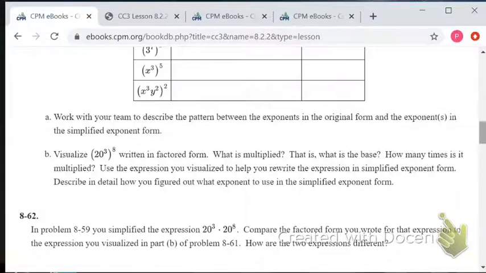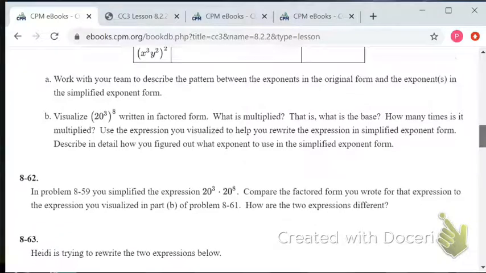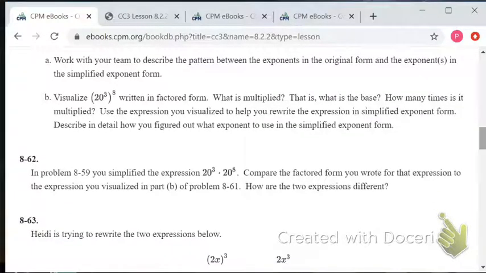Let's move on to question B here. Question B says to visualize 20 to the third raised to the 8th power. What is being multiplied? That is, what is the base? How many times is it being multiplied? Use the expression you visualize to help you rewrite the expression in simplified exponent form. Describe in detail how you figured out what exponent to use in the simplified exponent form.